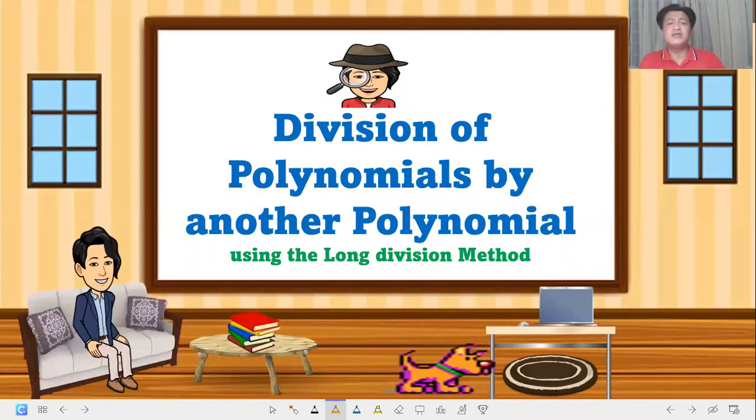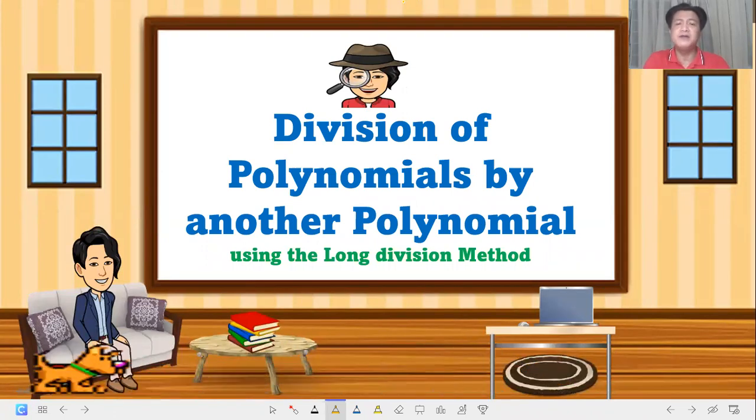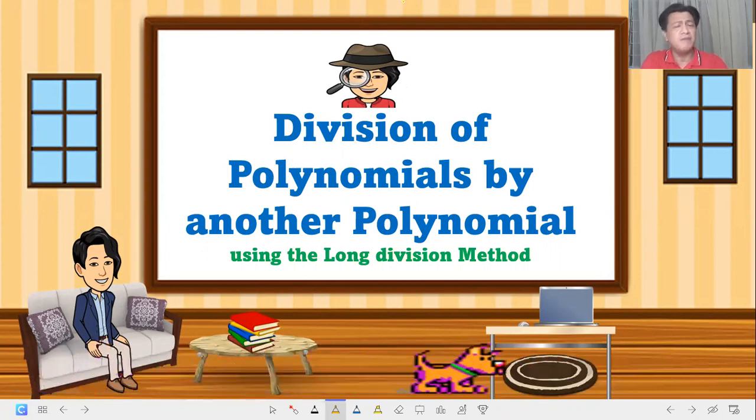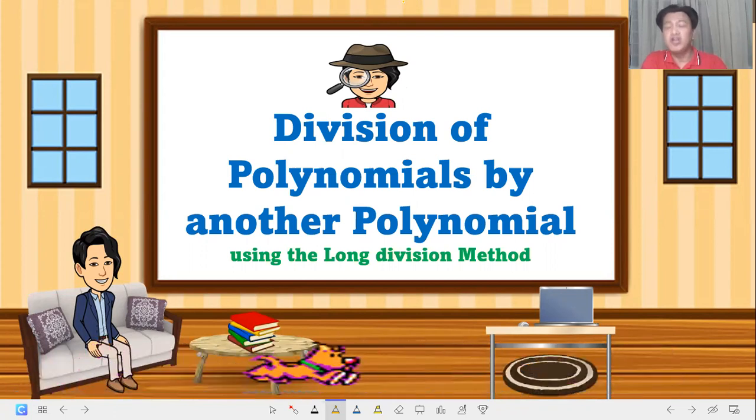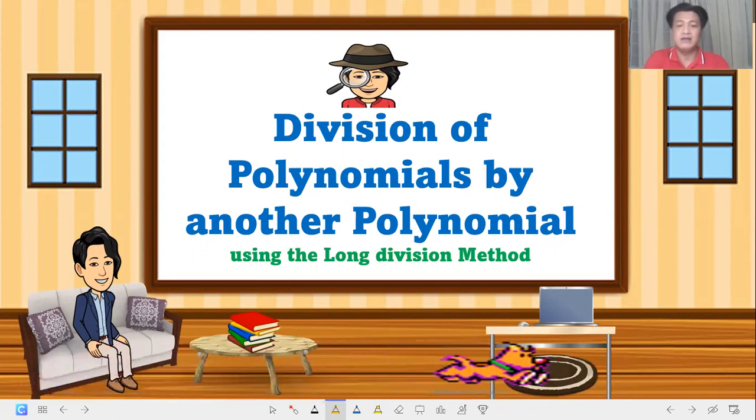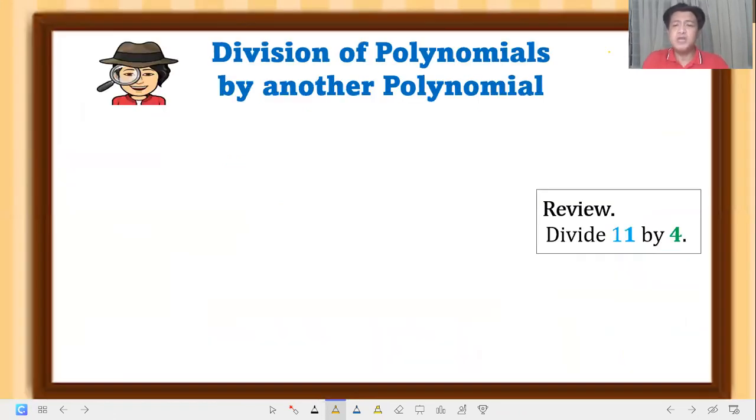Okay, now let's proceed to division of polynomials by another polynomial. Gagamit naman tayo dito ng long division method. Bakit tayo gagamit ng long division method? Applicable lang ito kapag ang given natin sa division ay polynomial to polynomial. Hindi pwede or hindi kaya siya ng separate lang. Okay. So with that, review muna natin, no?